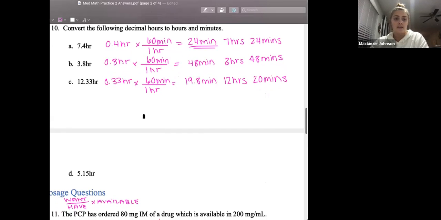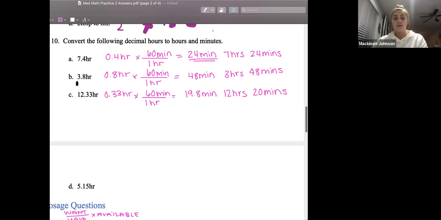So the next one is similar. We're given our 3 hours, right? So we're not going to mess with that. We're just trying to find out what 0.8 hours is in minutes. So we'll start with our 0.8 hours and then we'll put our desired unit over half. So we'll have 1 hour over 60 minutes, which can cross out our hours and which will give us 48 minutes. And then we're left with 3 hours and 48 minutes.